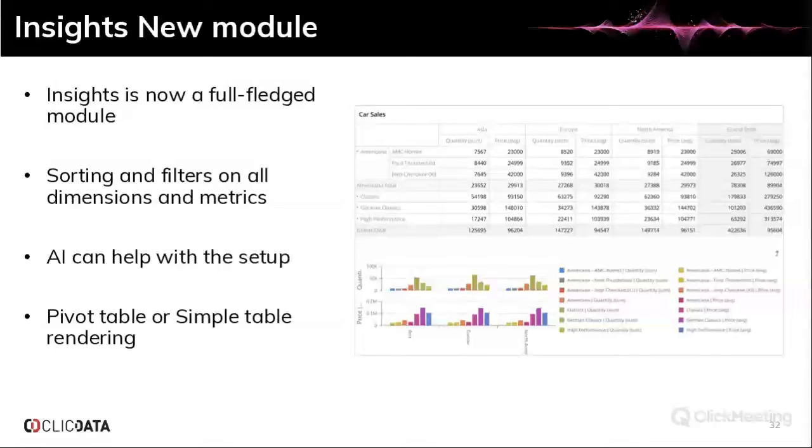The Insights is now a full new module. You've seen that in Shri's presentation. Before we used to have quick insights, which was just a very quick exploration of your data. But now insights can actually be saved, and you can share them in folders with your teams and partners. You can sort and filter on every dimension and metric. That's also something that we didn't have before, and AI can help you with the setup, as Shri has shown.